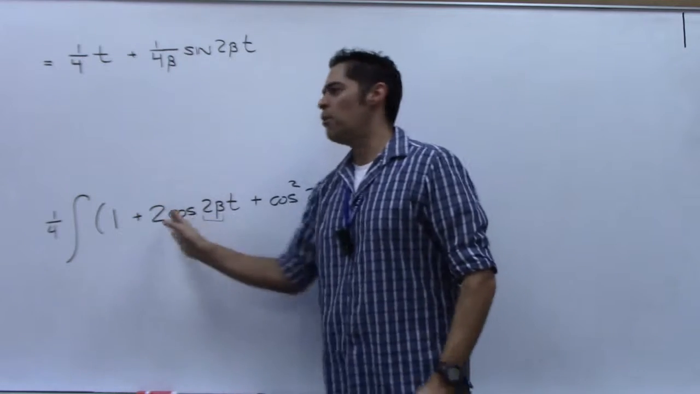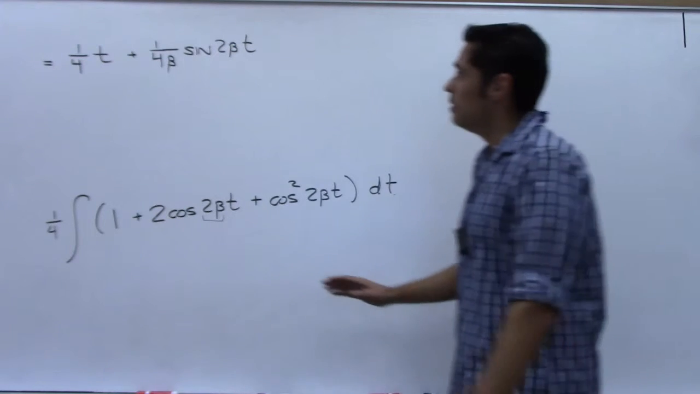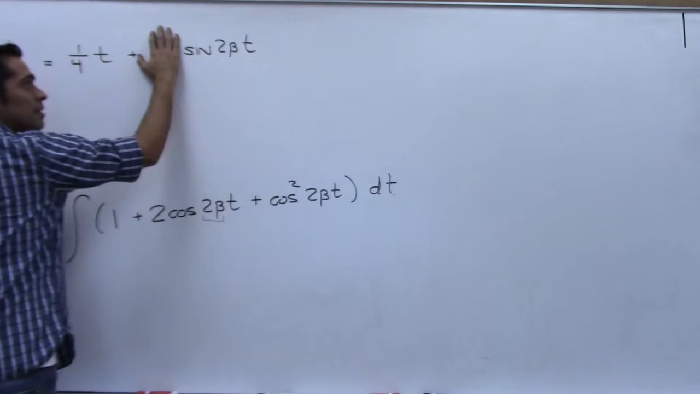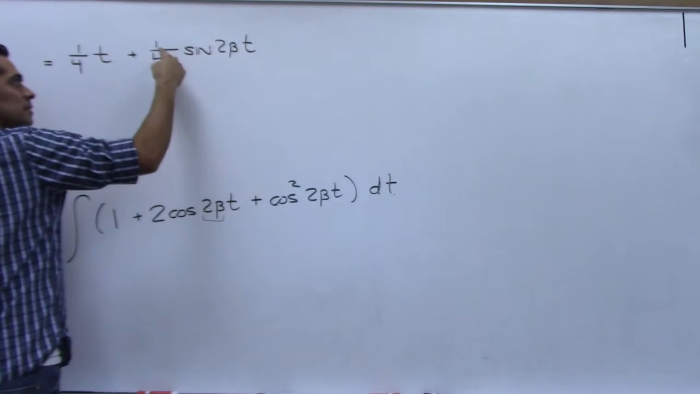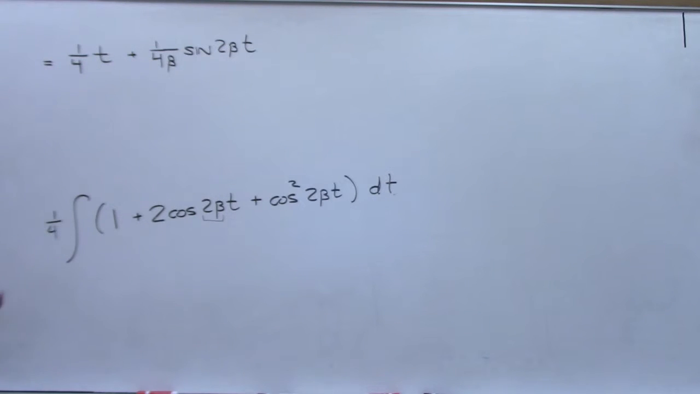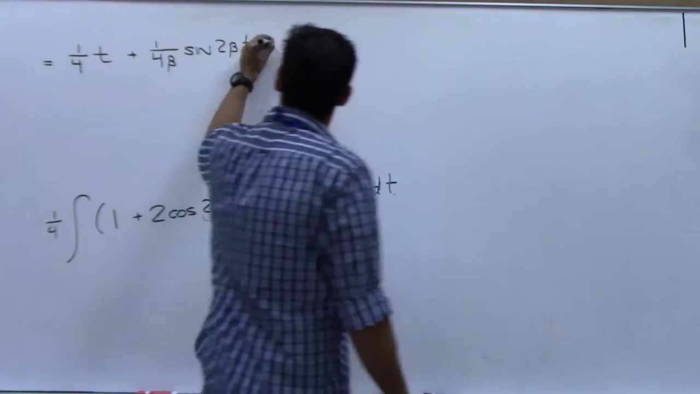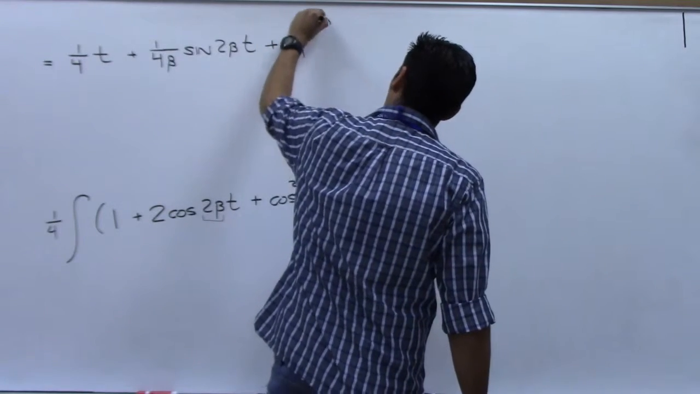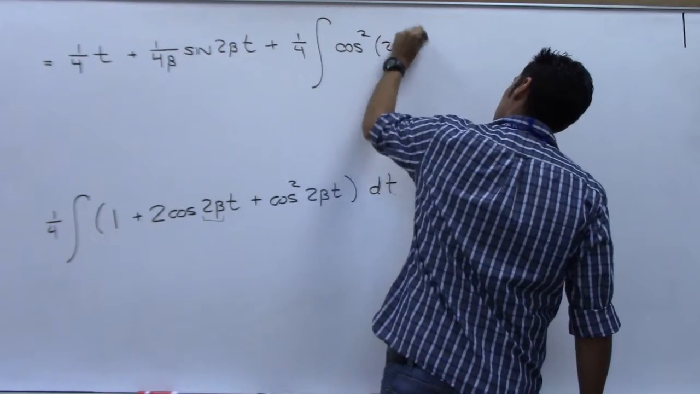Now, you could have passed the 1/4 through and done it however, but we should all get to that. Now, should we check it real quick? The derivative of this is cosine of 2 beta t times 2 beta. And if you multiply that times 2 beta, you'll get 1/2. And if you multiply 1/4 times 2, you get 1/2. So it does work. So we took care of the first two? Yep. But we still have this one, and we still have a 1/4 out front. So I'm going to put plus 1/4 integral cosine squared of 2 beta t dt.